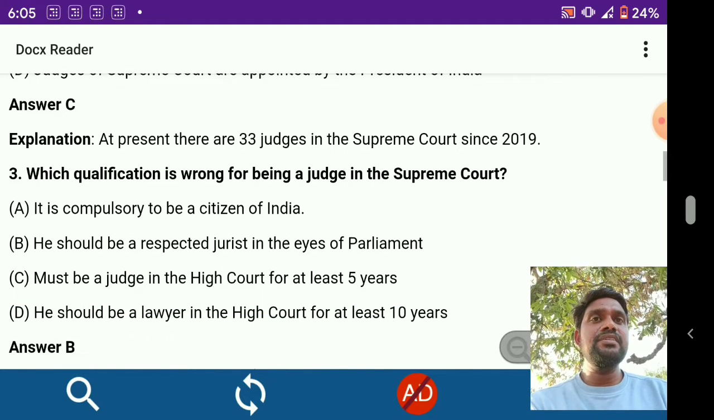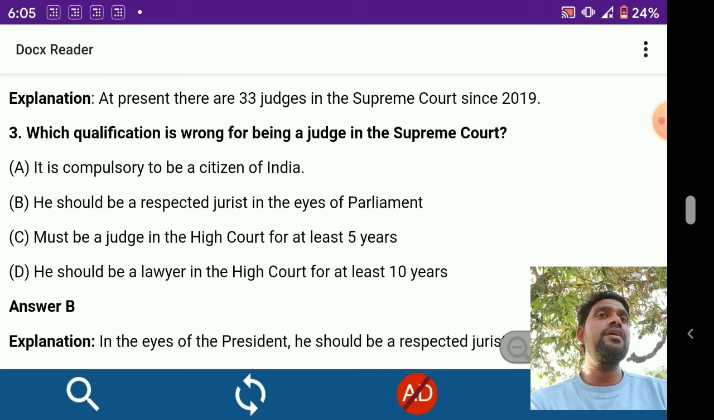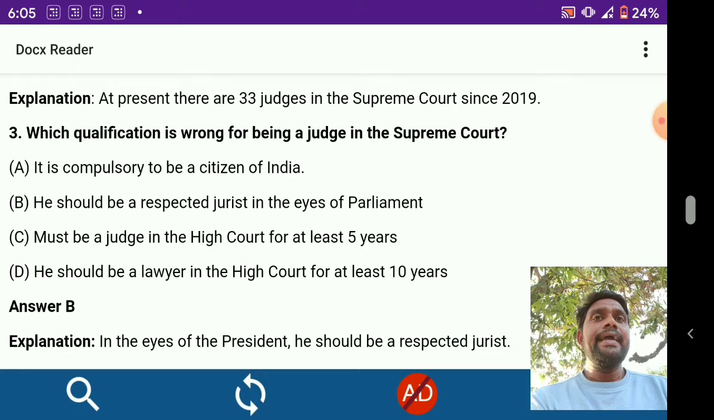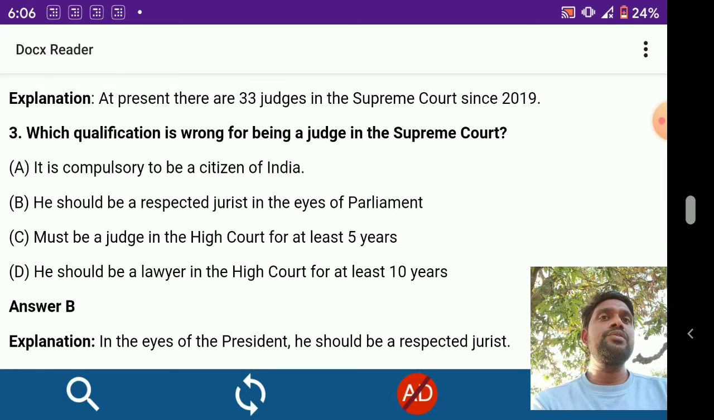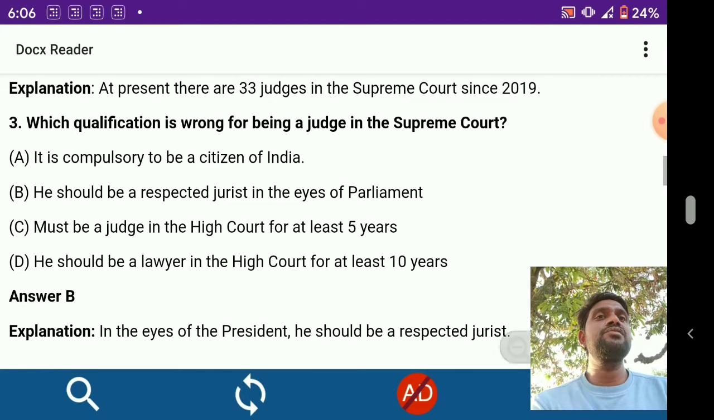Okay. Next question number 3 is, which qualification is wrong for being a judge in the Supreme Court? A, it is compulsory to be a citizen of India. Option B, he should be a respected jurist in the eyes of Parliament. Option C, must be a judge in the High Court for at least 5 years. Option D, he should be a lawyer in the High Court for at least 10 years. So the right answer is B, he should be a respected jurist in the eyes of Parliament.